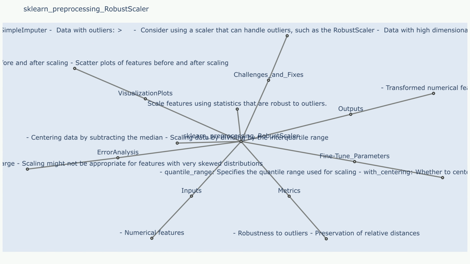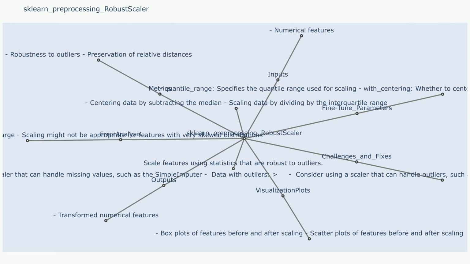Uncertainty methods. Bootstrapping: resample the data with replacement to estimate the variability of the scaling parameters. Confidence intervals: construct confidence intervals around the scaling parameters to quantify uncertainty. Challenges and fixes. Challenge 1.